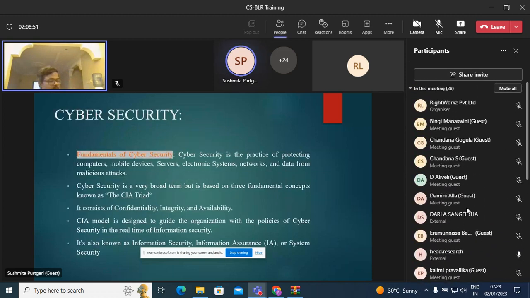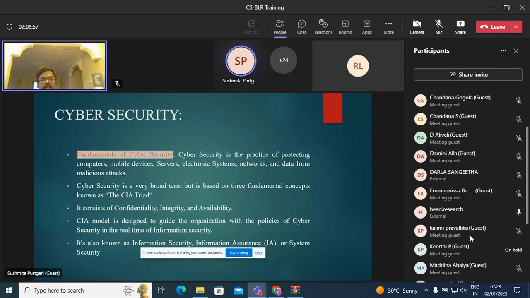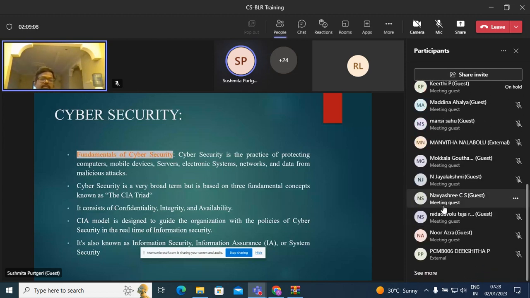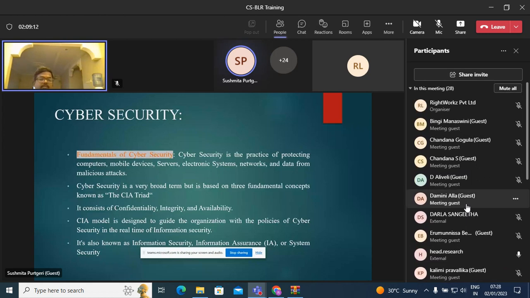First we need to know what is cybersecurity. Fundamentals of cybersecurity: cybersecurity is the practice of protecting computers, mobile devices, servers, electronic systems, networks, and data from malicious attacks. Cybersecurity is a very broad term, but it is based on 3 fundamental concepts known as the CIA triad. It consists of confidentiality, integrity, and availability.